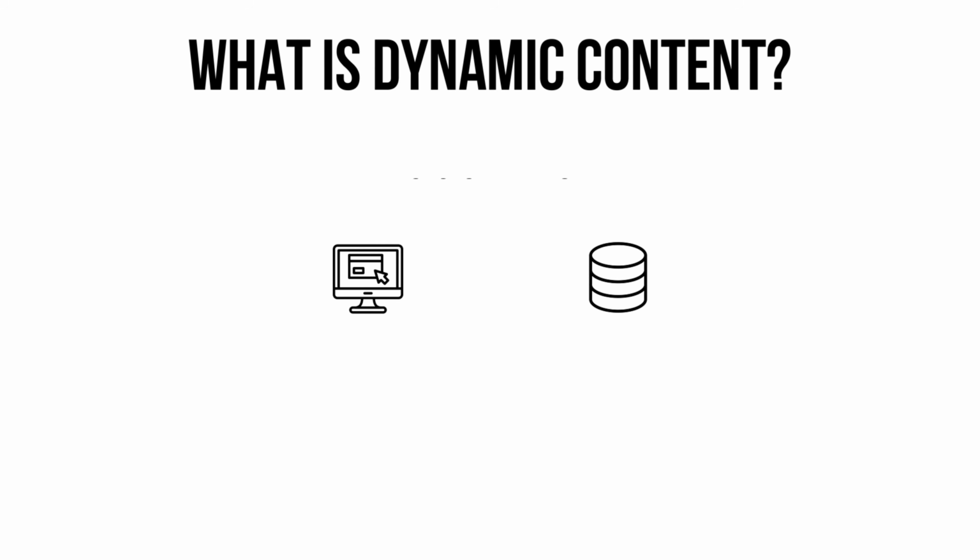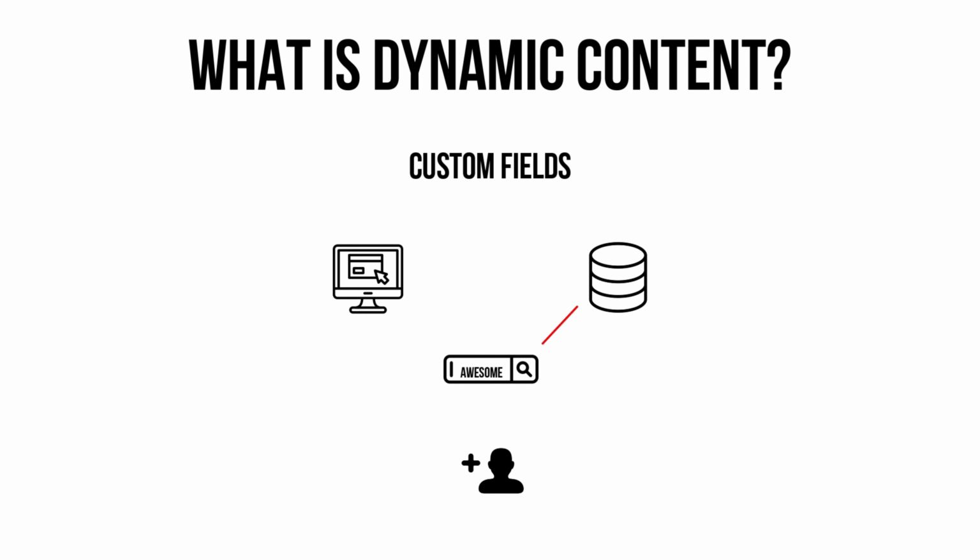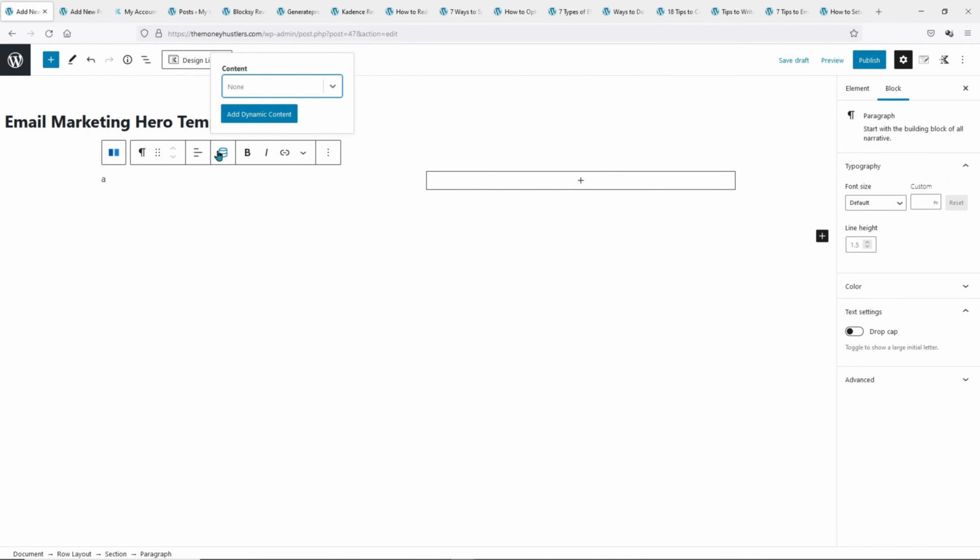Next, we need to talk about custom fields. To easily understand custom fields, it is basically a field that you create so that you can insert content to be stored on the database so that you can use it later on. Okay, so now you know what dynamic content is.